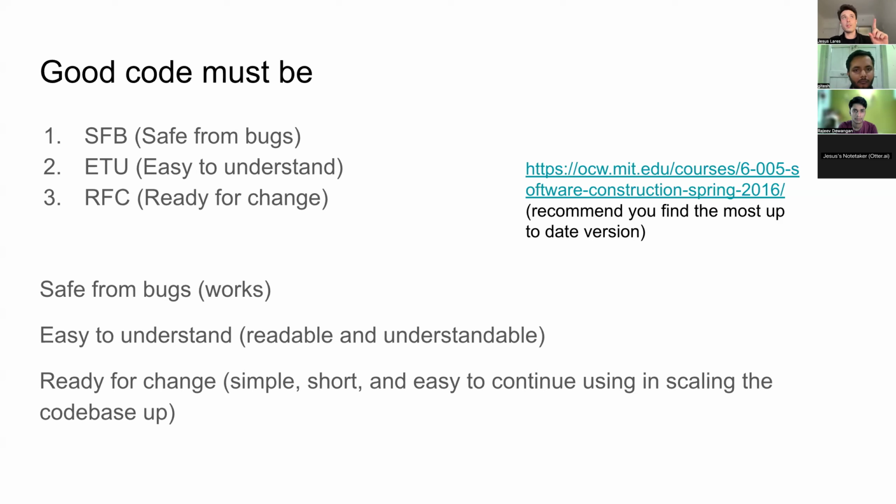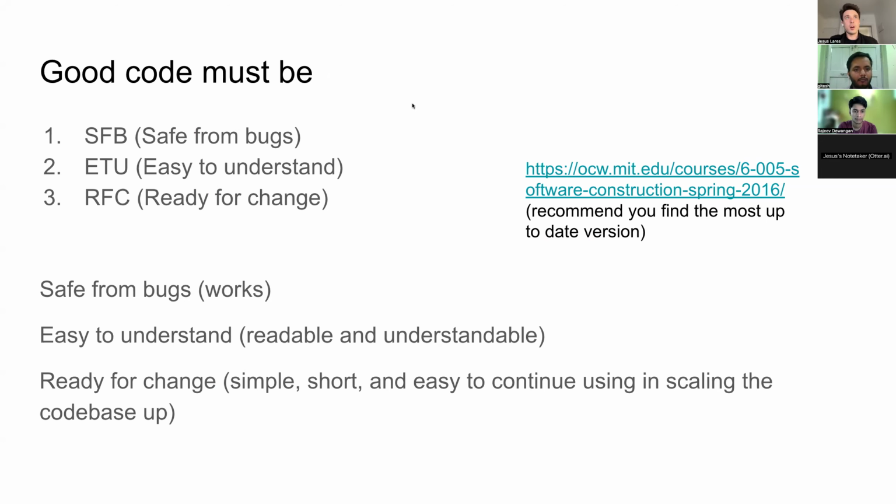So number one, most important, it needs to be SFB, safe from bugs. That basically means it works. The code has to work. Whatever definition you had of the intended behavior, that is what the code has to do. So that's the most important thing. The second most important is that it has to be easy to understand. So when you read the code, it should be immediately obvious what is going on there. A properly written code is that way. You can almost just read it and understand very nicely. And the way you do that is through proper abstractions. And we can get into that later in the series as well.